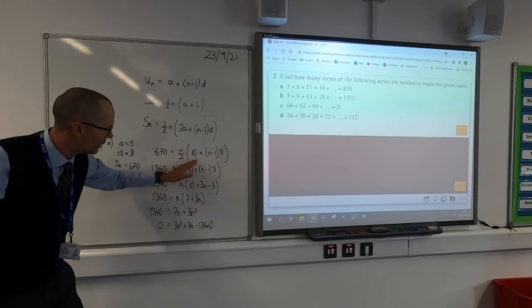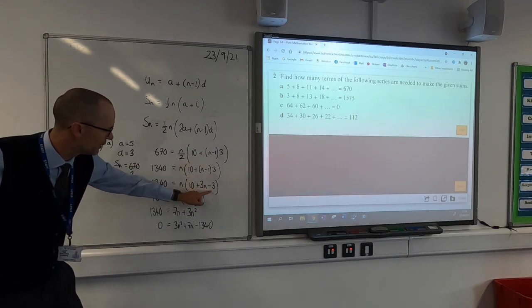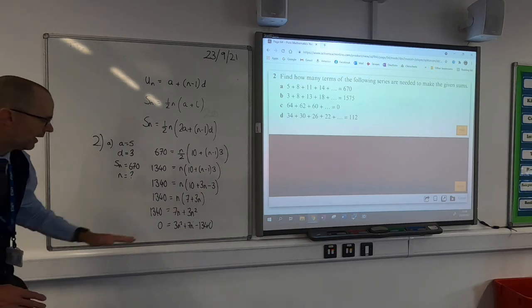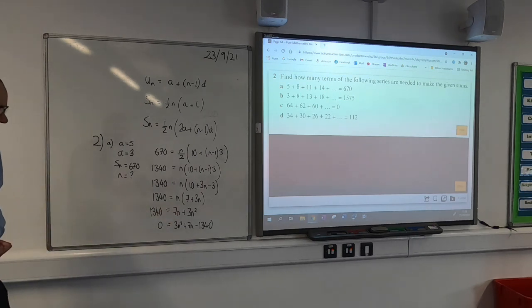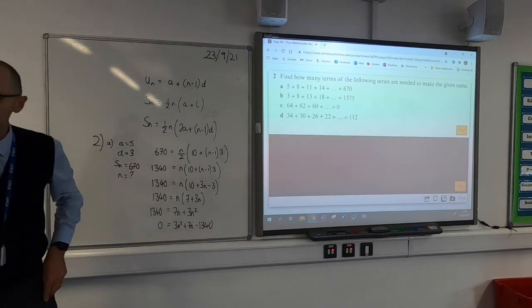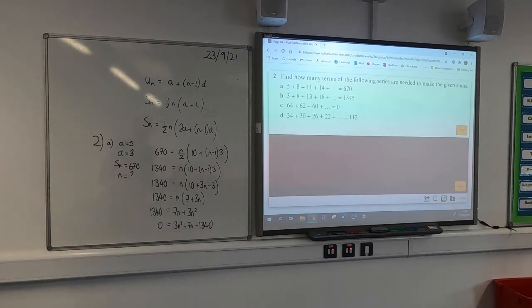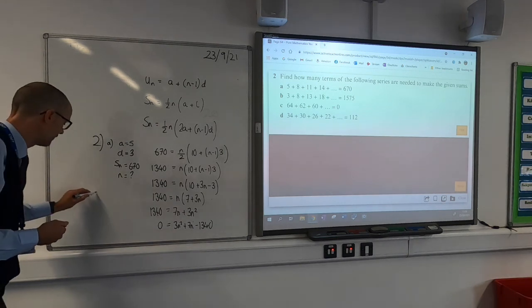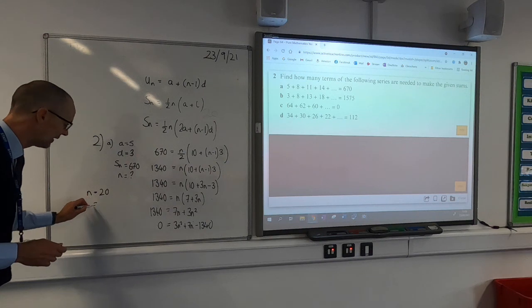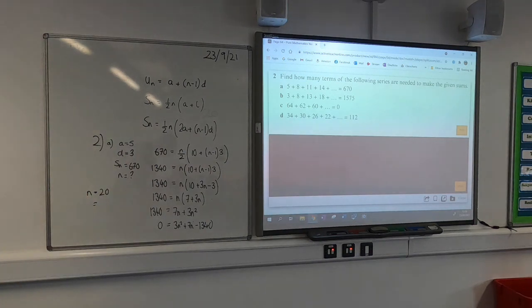I've then sorted out my bracket, 3 times N and 3 times minus 1. Simplified that, 10 take away 3 is 7. I then multiplied by the N outside, and then lined it all up. And that gave me this quadratic here. And when I went to my calculator to solve that, it gave me one value which seems to make sense, and another value which is complete nonsense.